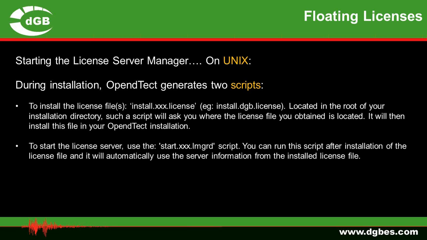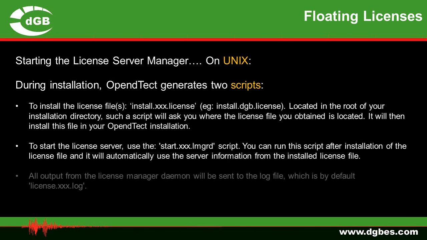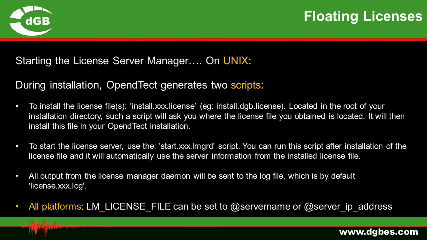The second script which is used is the start LM grd script, and you can run this script after installation of the license file, and it will automatically use the server information from the installed license file. And all output, once again, from the license manager daemon will be sent to the log file, which on Unix is by default license_vendorname.log. And on all platforms, the environment variable LM_LICENSE_FILE can be set to @server name or @server IP address.